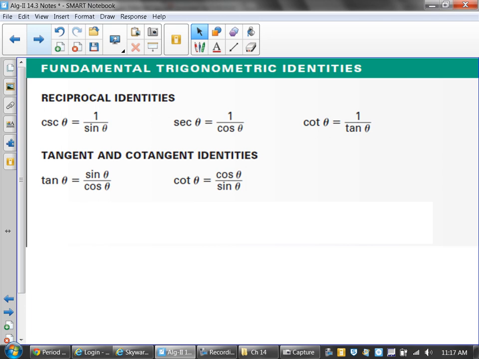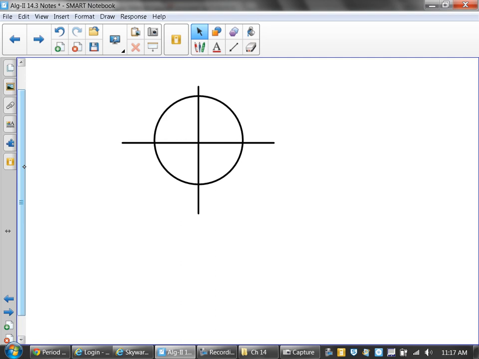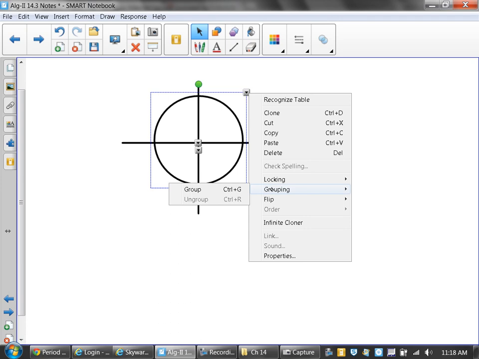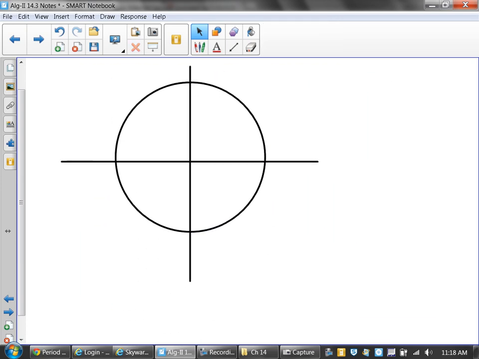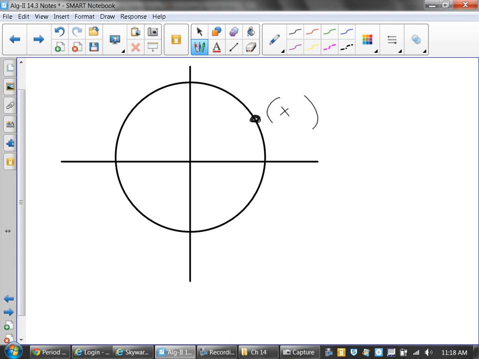The next 3 are what becomes new to you, and they are what we call the Pythagorean identities. What's the Pythagorean theorem? A squared plus b squared equals c squared, where c is the what? The hypotenuse. So I want to look at it in terms of the unit circle. If I pick any point here, that was our x and y values. Remember that? It was cosine and sine.